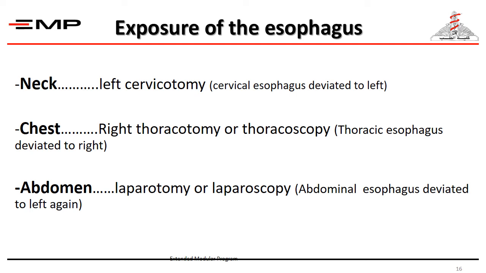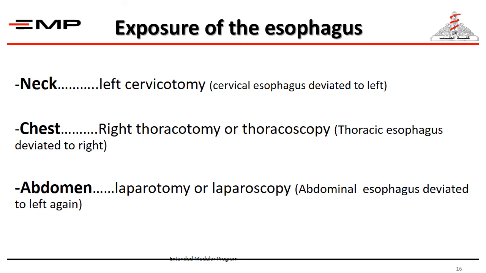As we said before, the esophagus is a long structure passing through the neck, chest, and abdomen, so we have different exposures of the esophagus. This is because the esophagus in the neck is deviated somewhat to the left, so the best approach is to go through a left cervicotomy.